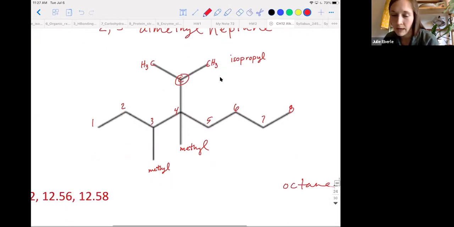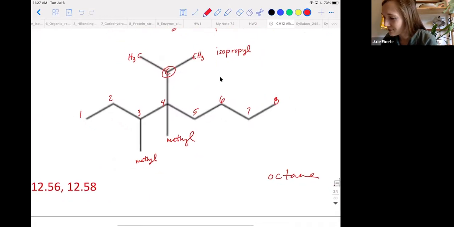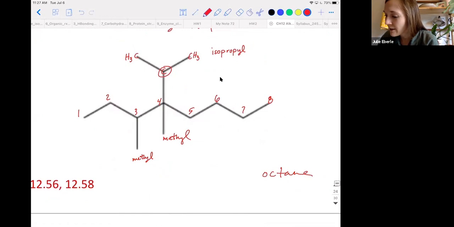Do not think you're behind if you're having a hard time recognizing this. This is how organic chemistry is. It takes lots of practice. So we have an isopropyl group coming off of carbon number 4. So looking at the first letter between isopropyl and methyl, how do we need to alphabetize this? Isopropyl first, right?